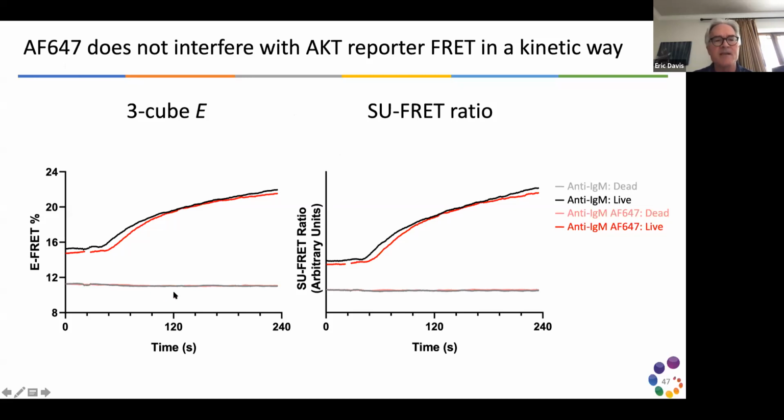So on the bottom is shown the FRET over time in a kinetic assay of the dead reporter. Nothing changes even when cells are labeled with the anti-BCR. And then on top is the live reporter. The same increase in FRET is seen whether the anti-BCR is unlabeled or labeled with the AF647. And that's even true with 3-cube E measurements. You can also take the spectral unmixing data, low FRET and high FRET, and similarly calculate a ratio so you can plot that versus time.